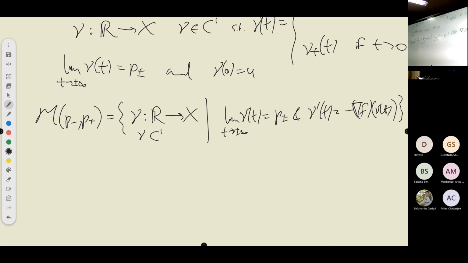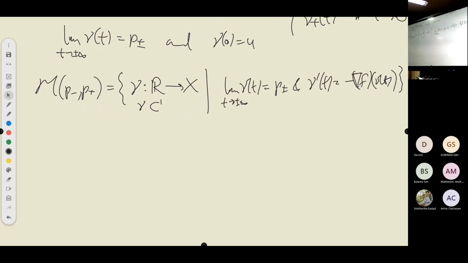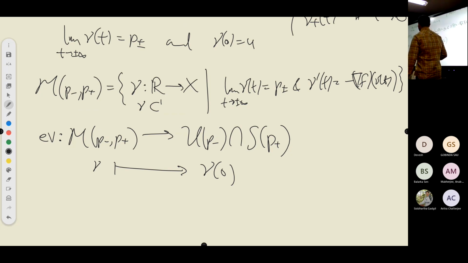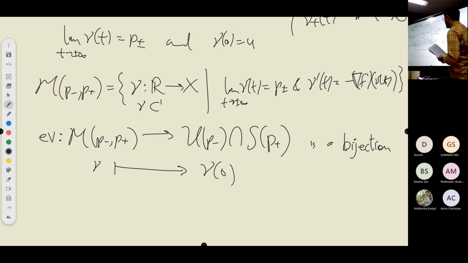And we now have an evaluation map of sorts, which goes from the moduli space between P minus and P plus to the unstable manifold of P minus intersected with the stable manifold of P plus. You take gamma and map this to gamma of zero. And this is a bijection. Right now we still don't have a topology on this moduli space of trajectories, but we'll get to that shortly. Any questions at this stage?